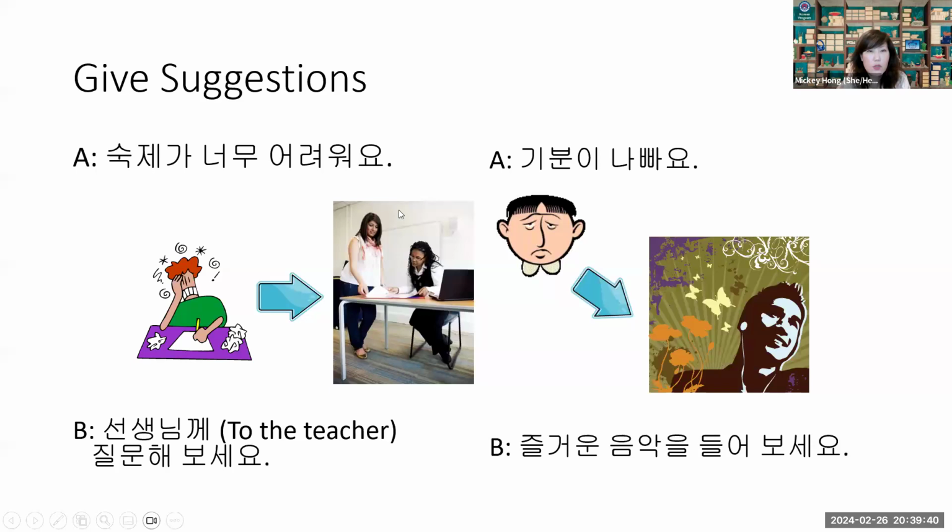So 아어 보세요. You can say 봐요 for something like a casual conversation. Remember, 아어요 is actually a command or order. Okay, so it could come off as a little stronger, but 보세요 is very polite. Okay, suggestion, advice, polite, very polite.